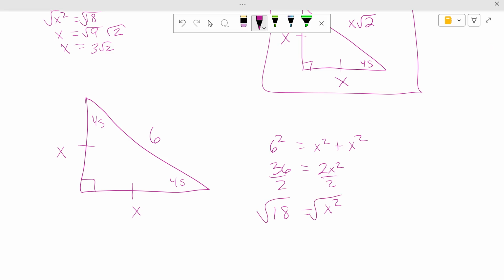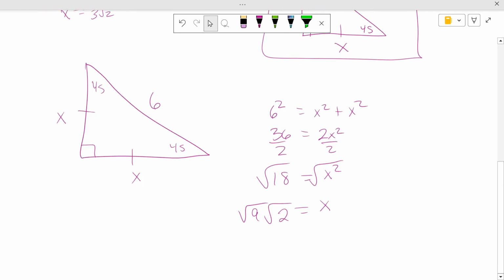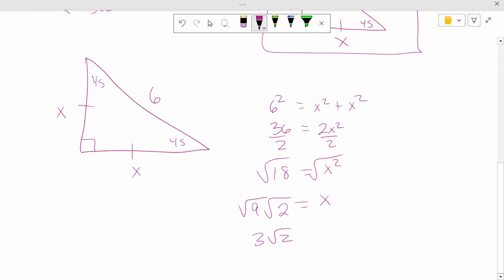Take the square root. What's the square root of 18? Square root of what? We just did it. 9 and 2. So it's 3 square root of 2.